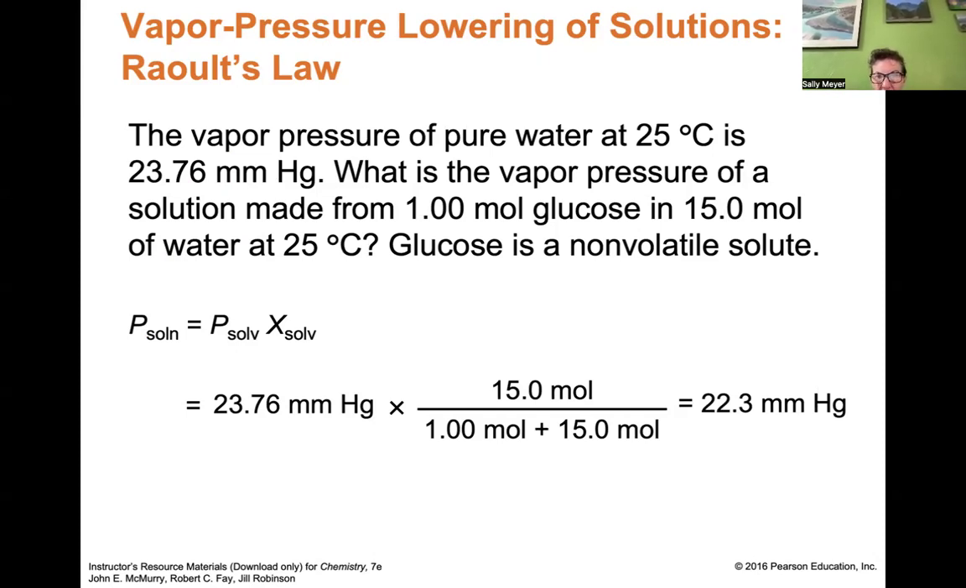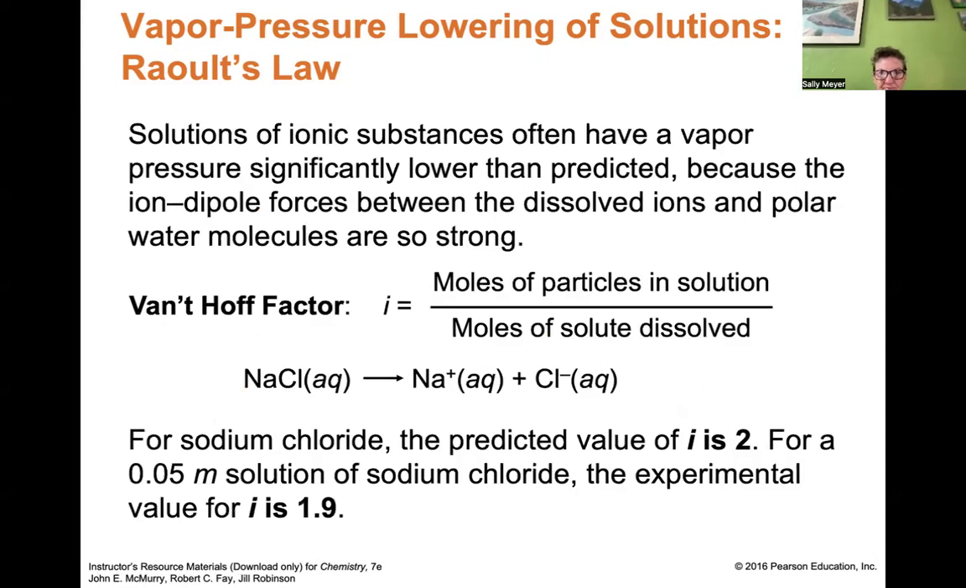So you want the mole fraction of water, not the mole fraction of glucose. You have 15 moles of water, and the total solution is a mole of glucose plus 15 moles of water, so 16 moles total. So this fraction right here is your mole fraction. Times the vapor pressure of pure water, and so it's slightly lower, 22.3 millimeters of mercury.